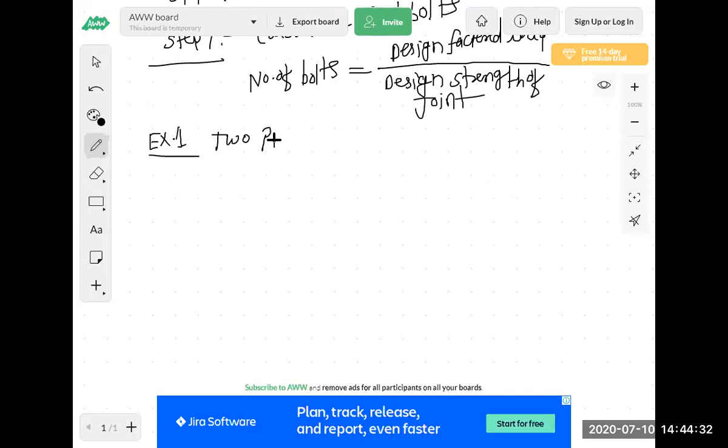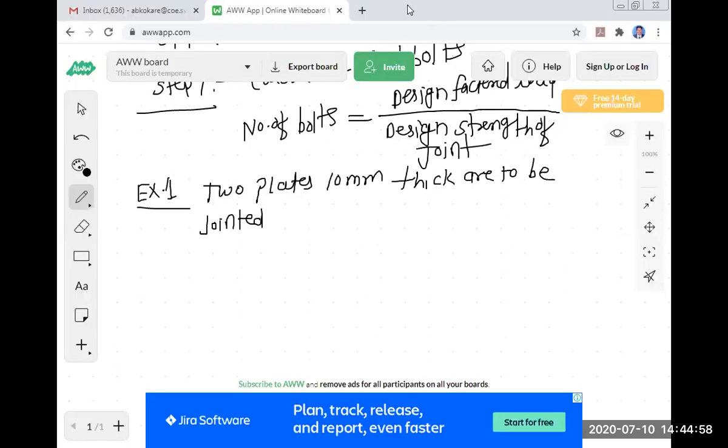Two plates 10 mm thick are to be jointed. Am I audible? Please reply. Yes. Okay, okay.